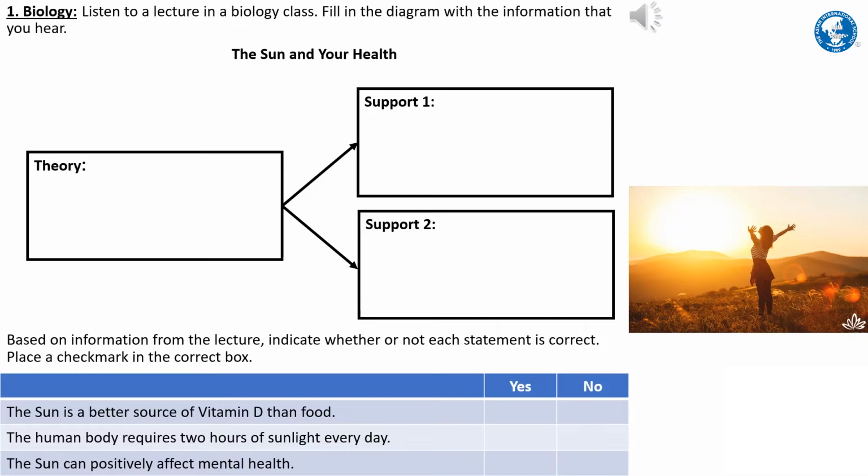Recently, everyone's been talking about the sun as if it's the enemy, some even suggesting that we avoid it altogether. However, I want to go over some of the benefits of sunlight today and how it can be good for your health. First of all, the sun provides us with vitamin D that our bodies can use.